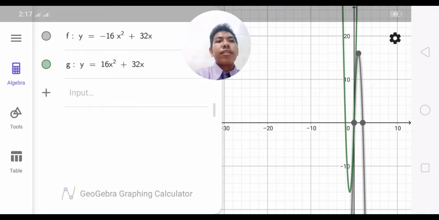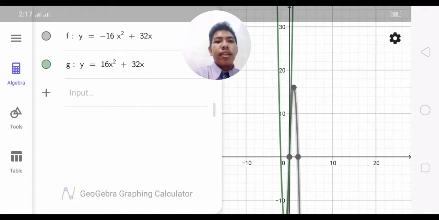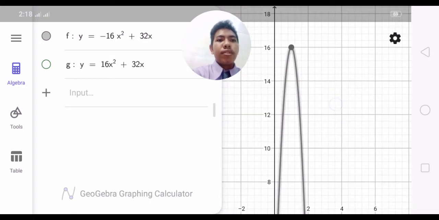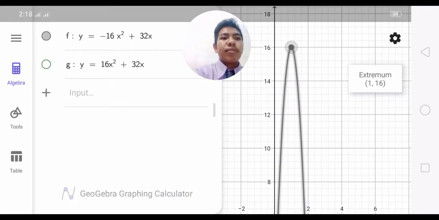In this case, the vertex is at 1 and 16. Let me show you where is the vertex, the turning point. So here, we have the extremum, which has the coordinates 1, 16. Our x is 1 and our y is 16. Or in the vertex form, h is equal to 1 and our k is equal to 16. So now the vertex is 1 and 16.